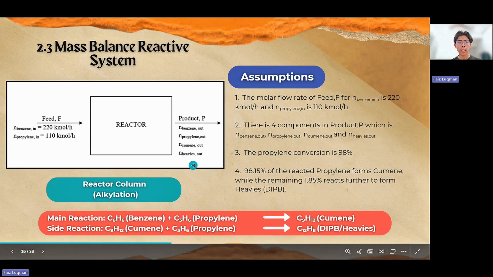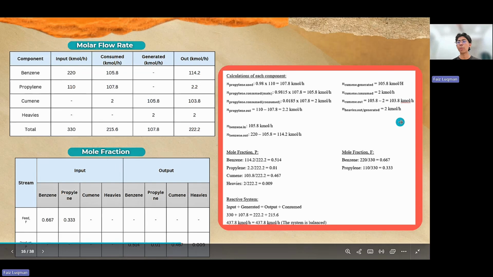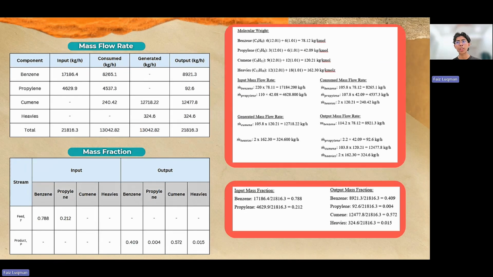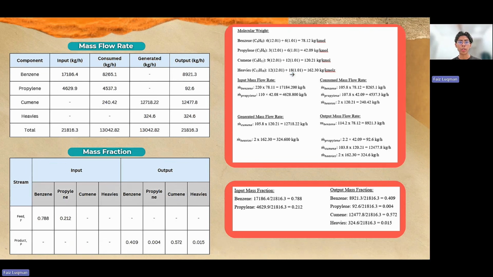So next, we can obtain the molar flow rate and also the mole fraction based on the values given. On the right side of this slide are the calculations on how we can obtain these values. We can also obtain the mass flow rate and also the mass fraction based on the values given. And again, the calculations are on the right side of this slide, where we can refer to in order to obtain the mass flow rate and also the mass fraction. So that's all from me.